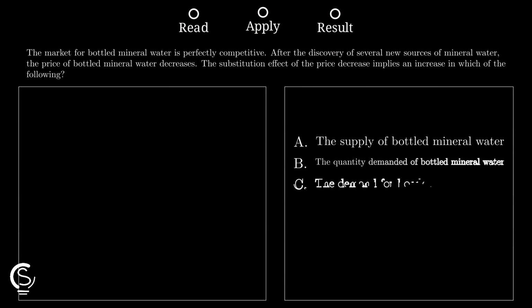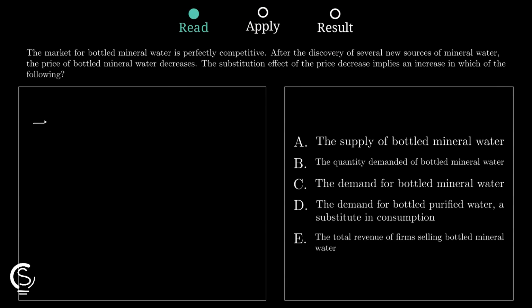The substitution effect specifically describes how consumers react when a product becomes cheaper relative to other goods. Since mineral water is now less expensive, it looks much more attractive to buyers. This price drop induces consumers to substitute away from more expensive drinks and toward mineral water instead. This shift naturally increases the specific amount of mineral water that people want to buy.